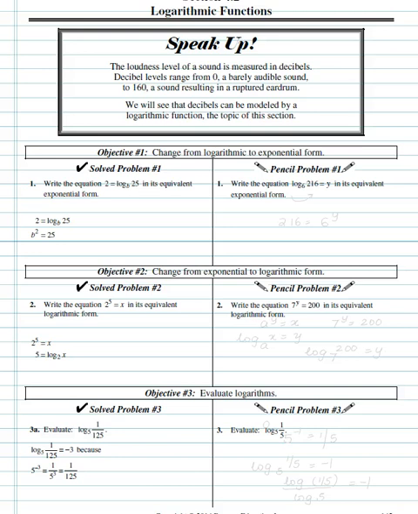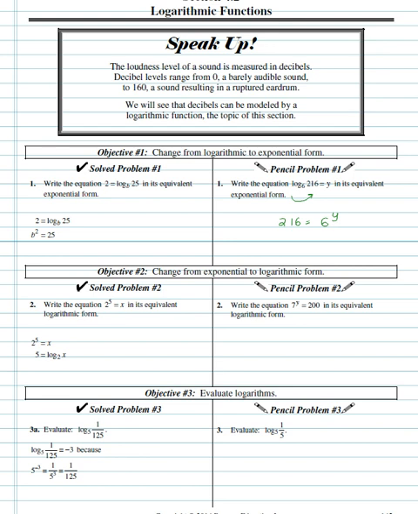Write the equation log 216 to the base 6 is equal to y in exponential form. The way I do it is I simply draw an arrow from the base. The base here is 6, all the way to y. So what happens is the base goes and kicks the y, and this becomes 6 to the power y is equal to 216.